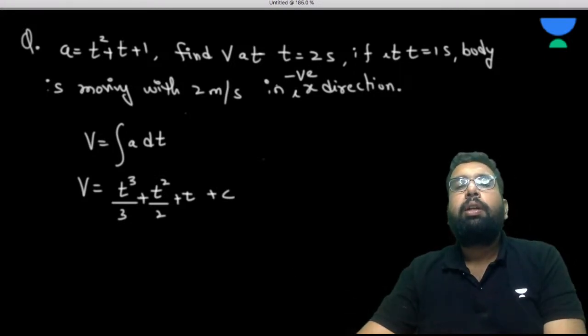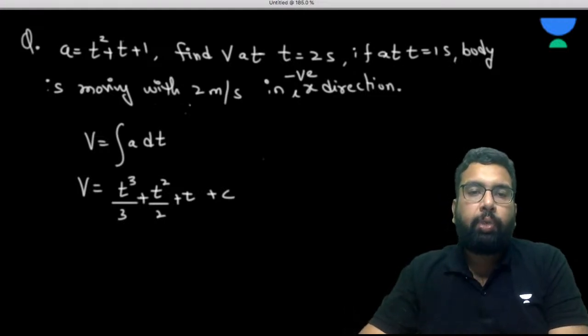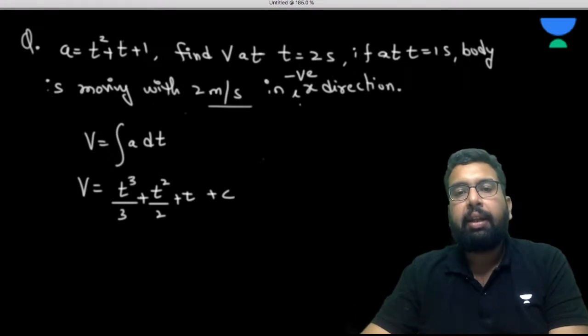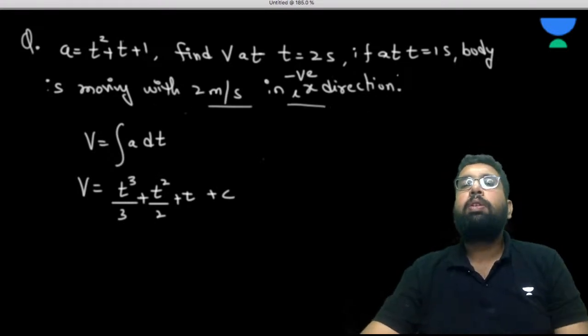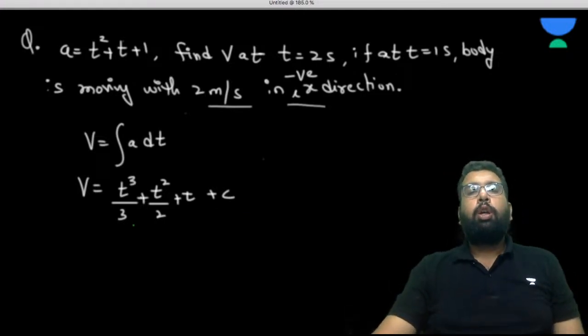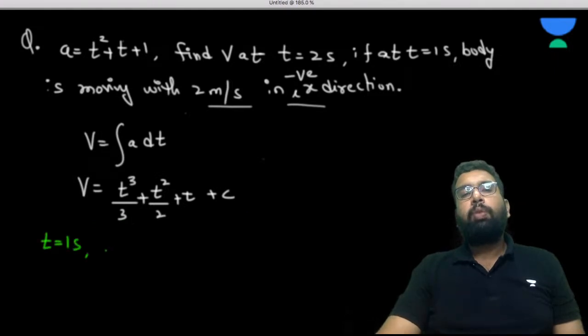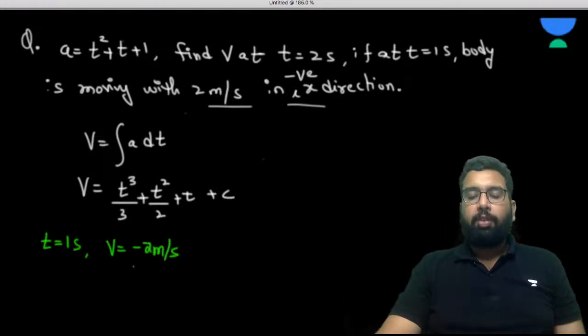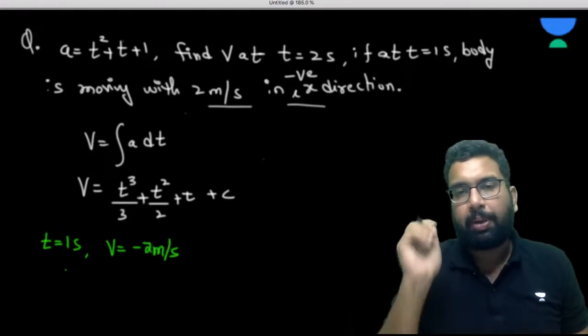What is the information in the question? If at t is equal to 1 second, the body is moving with 2 meter per second in negative x direction. This is the information from which you can find the c. This is also what we call the boundary condition. When time is 1 second, the body is moving with 2 meter per second in negative x direction. So that means the velocity is minus 2 meter per second.